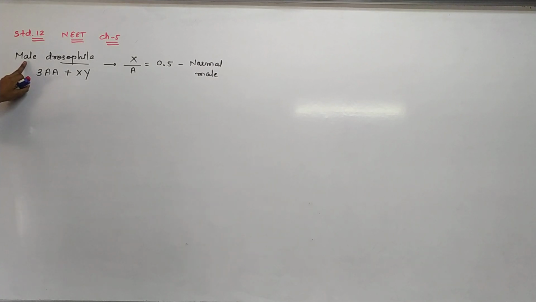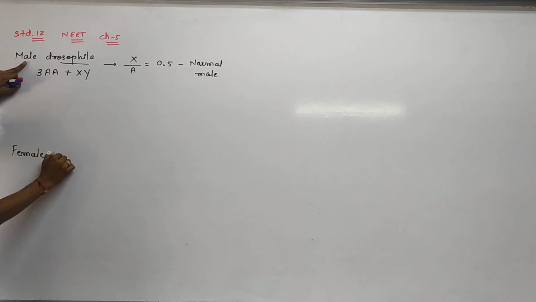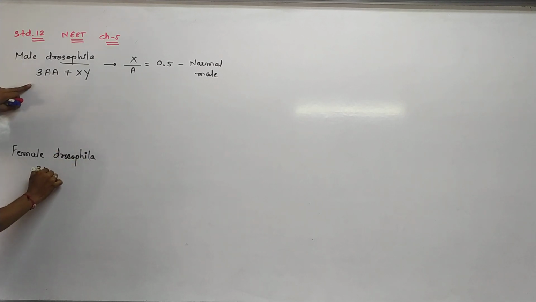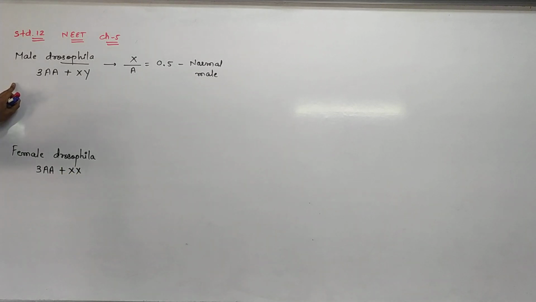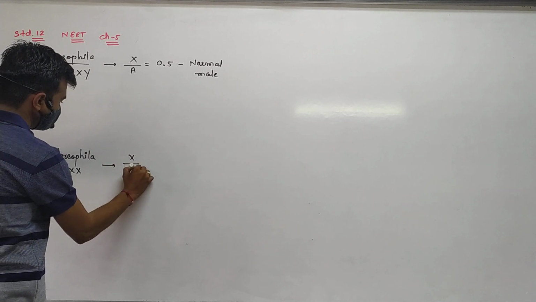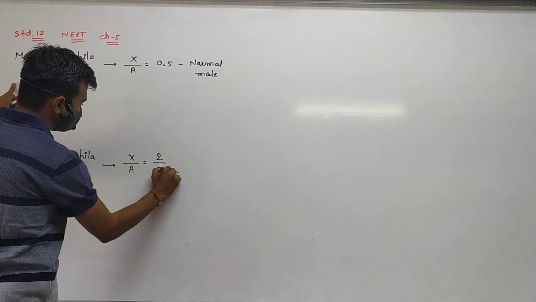Fine. And similarly, in female Drosophila, we have 3 pairs of autosomes and the fourth pair is XX. So here the X upon A ratio is 1.